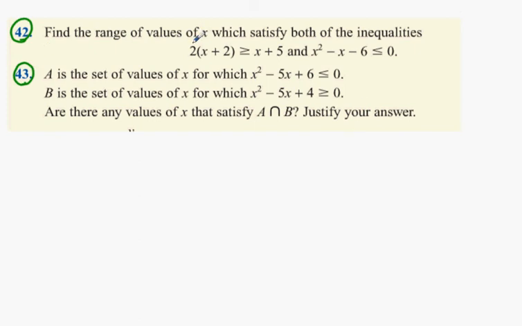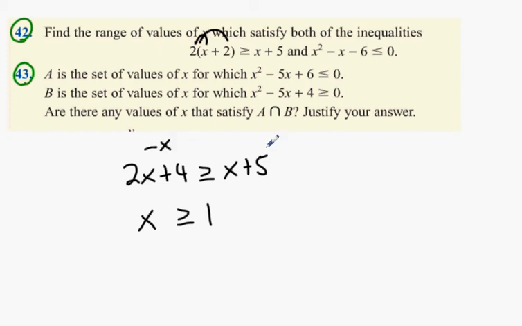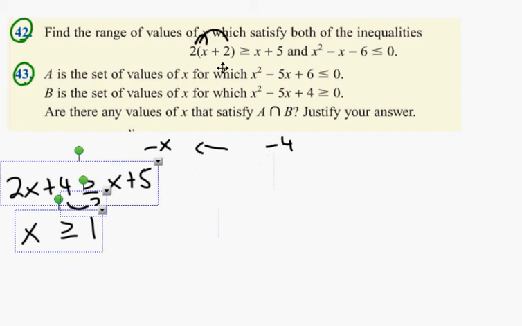Okay, step 1 for this one. 2x plus 4 greater than or equal to x plus 5. Bring over the x. It's going to be x is greater than or equal to 1. It's 2x minus x, and it's going to be 5 minus 4. The other part, I'm going to do that now. Okay, so that part just goes there.